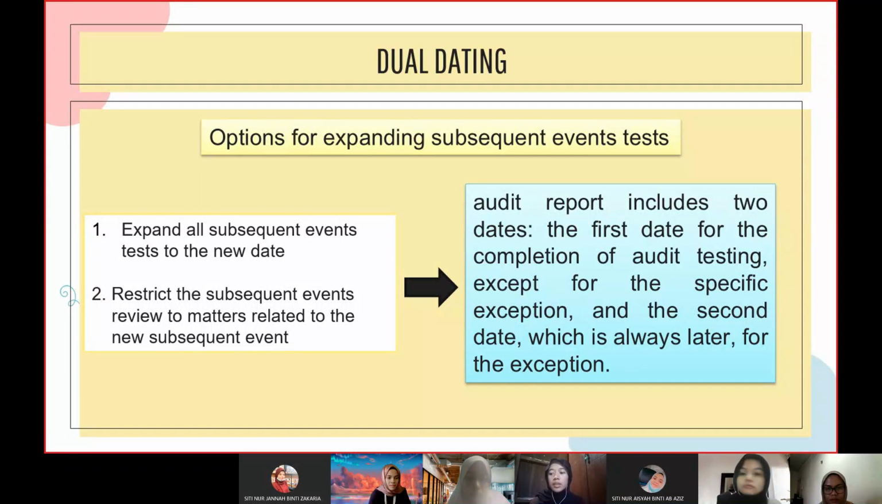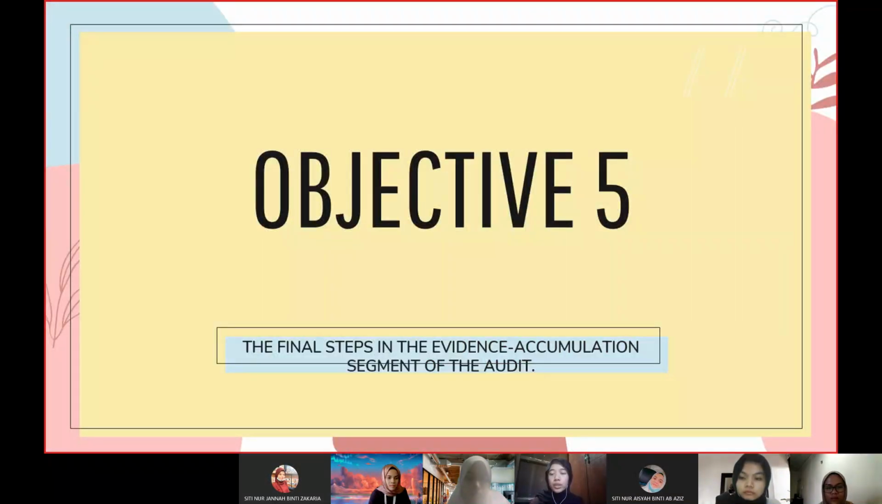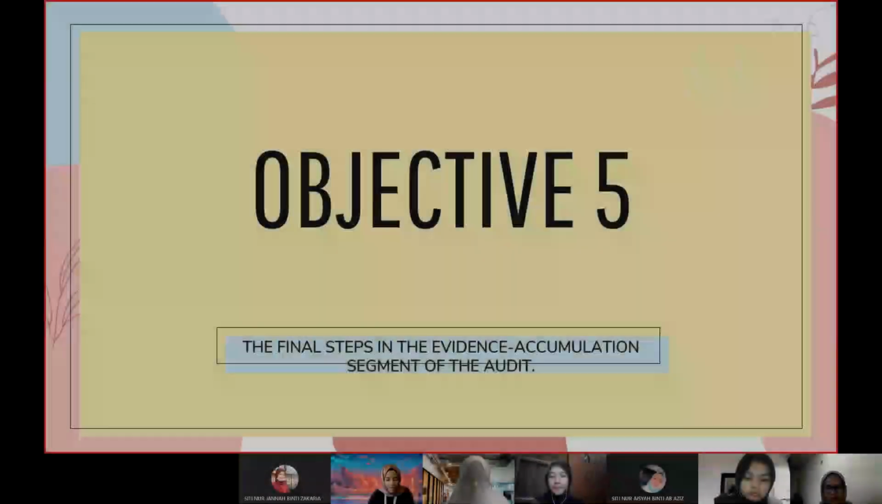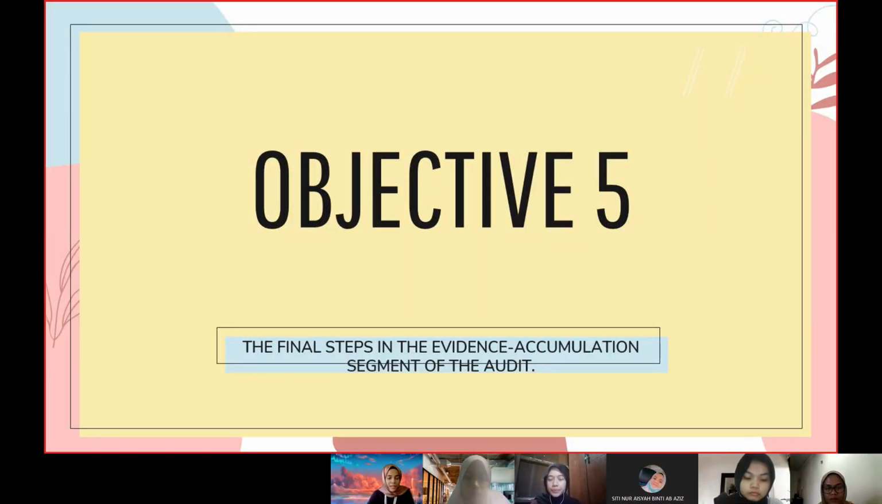Okay, and next I will pass to the member. Assalamualaikum. My name is Siti Naisha. I will present objective 5, which is the final step in the final evidence accumulation segment of the audit. Next slide.